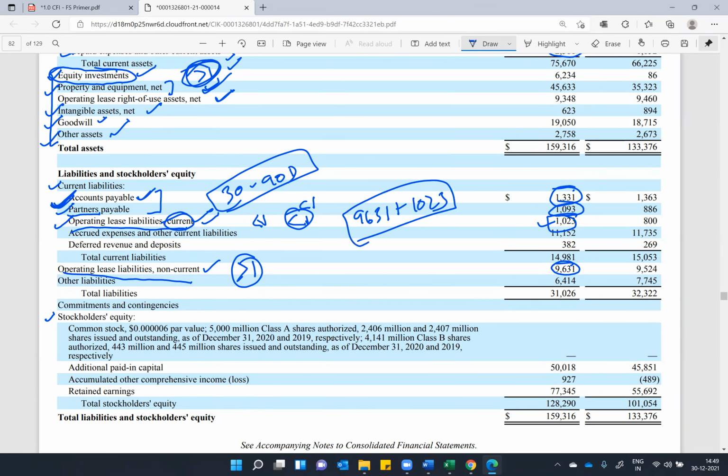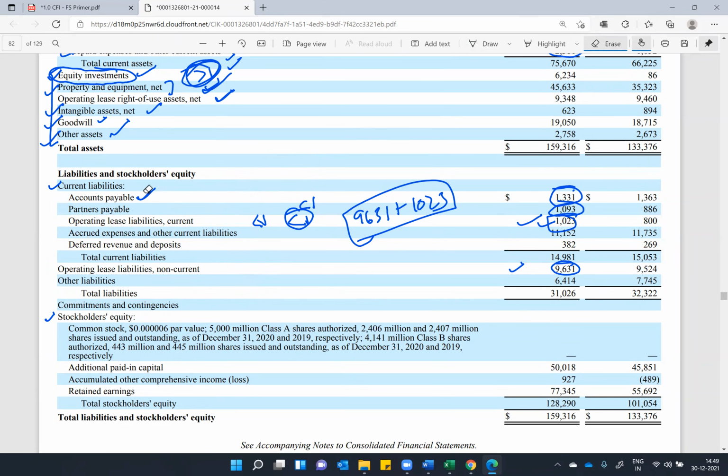But they have separated these two because they have to show this money in pieces. One is the amount which we have to pay within 1 year, and the other is the amount which we have to pay after 1 year. So we have the operating lease liability current and non-current. Any money which you have to pay within 1 year or after 1 year, you have to show as two line items.